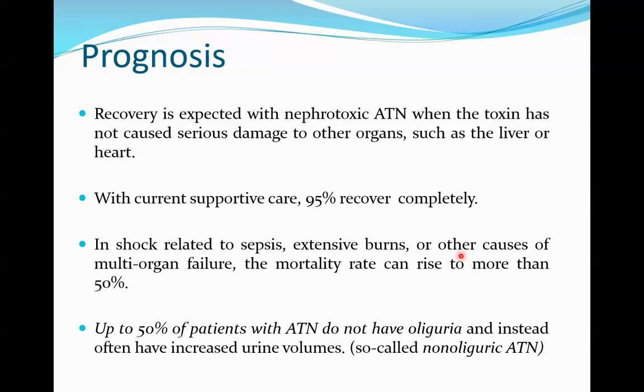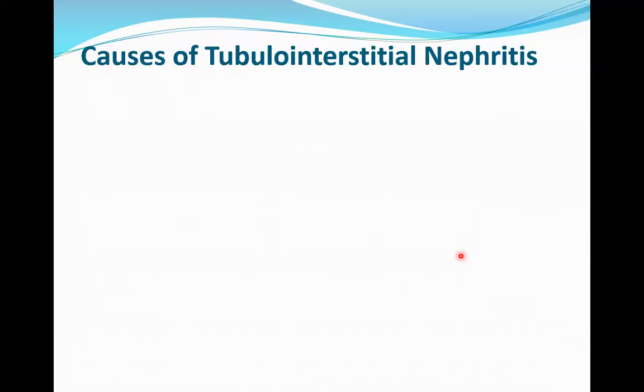Up to 50% of the patients with ATN do not have oliguria and instead often have increased urine volume. So as I said, the classical way is when you have an oliguric phase and the uremic phase. In some of the patients you don't see any oliguric phase, it is just like a normal one. They are so-called non-oliguric ATN. Now, this was all about the tubular injury or acute tubular necrosis.